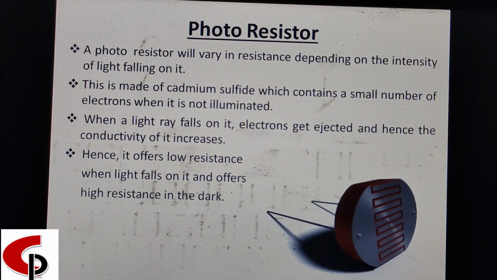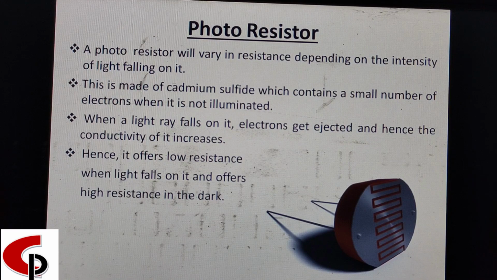Then comes the photoresistor. A photoresistor is otherwise known as a light dependent resistor. It completely depends on the intensity of the light falling on it. This is made up of cadmium sulfide, which contains a small number of free electrons when it is not illuminated. When a light ray falls on it, electrons get ejected and hence its conductivity increases. Hence, it offers low resistance when light falls on it and offers high resistance in the dark.